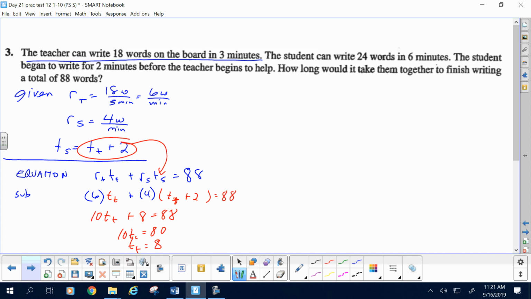What'd you get for time of the teacher? 8 minutes. Now let's make sure we answer the question. It says, how long would it take them working together to finish writing a total of 88 words? Is that the same as the time teacher, or is that different? Yeah, the time they spent working together is the same as the time teacher did, so it is indeed 8 minutes.